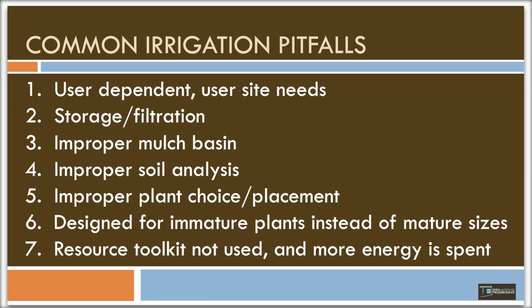Improper plant choice is typically more about where you're placing the plant and where in proximity to the dispersal, or that you're not putting the right plant in the right place for the right sun aspect or wind aspect anyway.